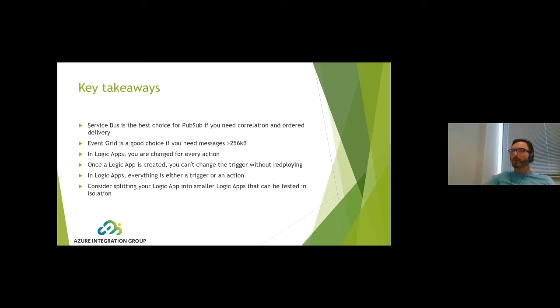So, in our opinion, and in particular, me deferring to the expert I have alongside me, Service Bus is the best choice for PubSub, especially if you need correlation and in-order delivery. Event Grid is a good choice if you need larger messages, because you can squeeze that up to 1 meg. But really, if you're dealing with large messages, then you're probably going to be using the claim check pattern, putting the actual message in blob storage and the metadata about that message either on Event Grid or on Service Bus.